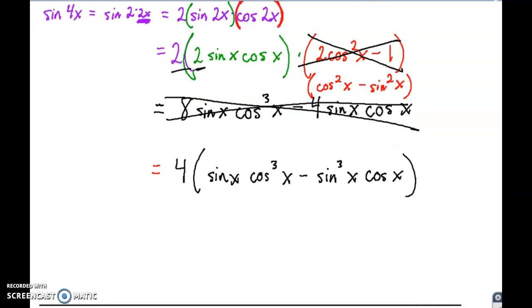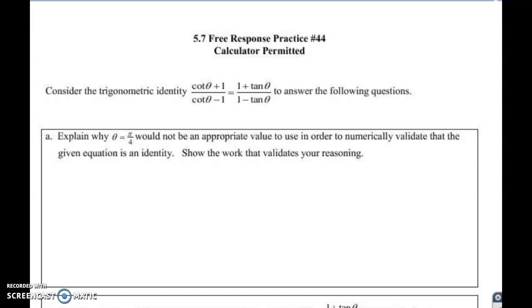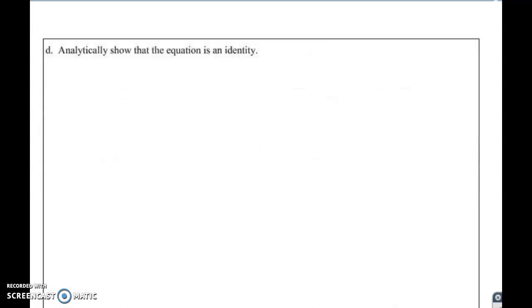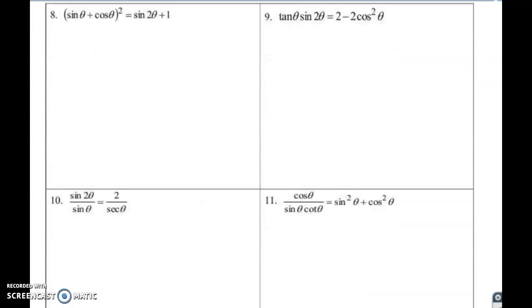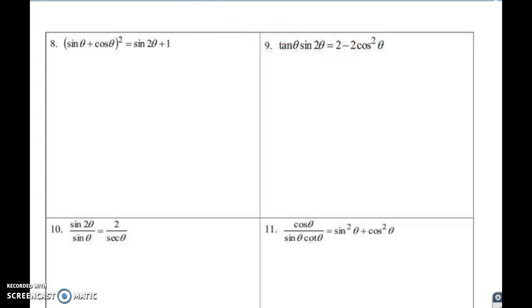And there you go. So there is quite a bit of homework. There's a free response, and then 1 through 11, 12, 13 problems. So pretty lengthy homework, so you might want to get started on that.